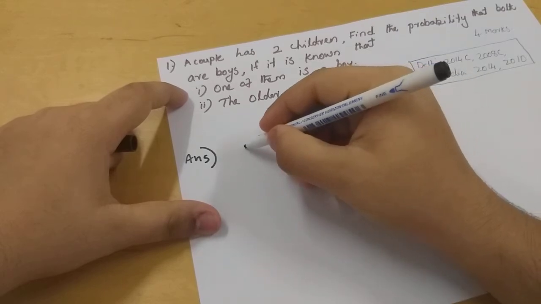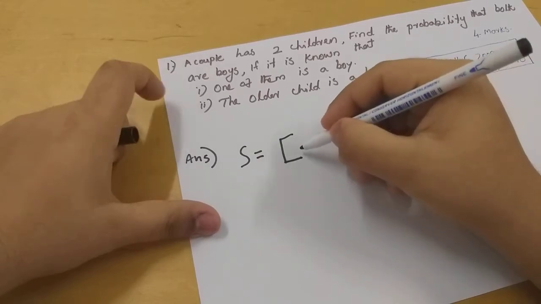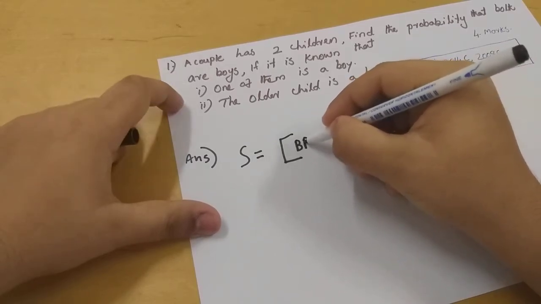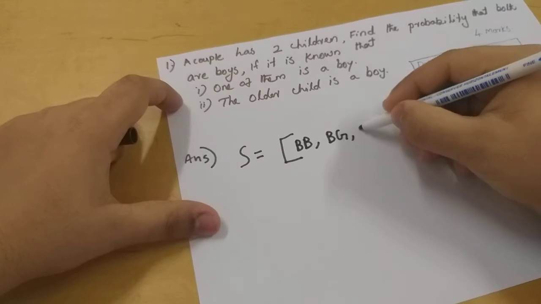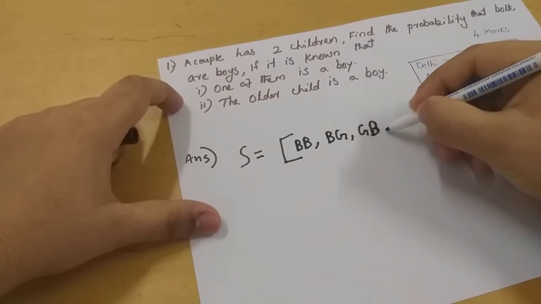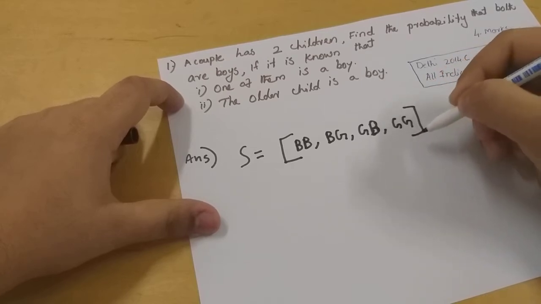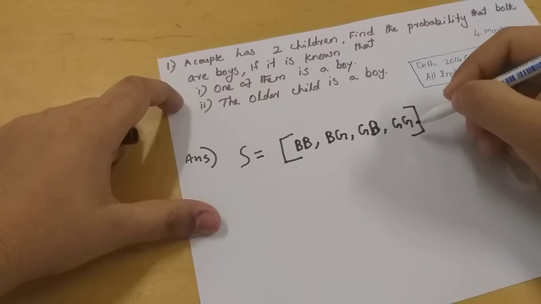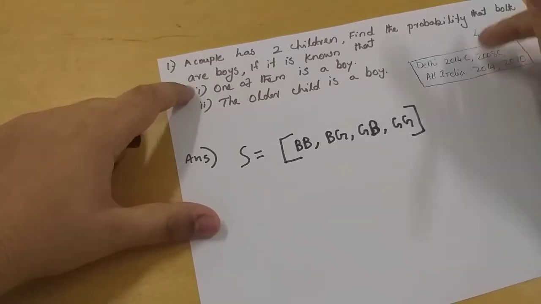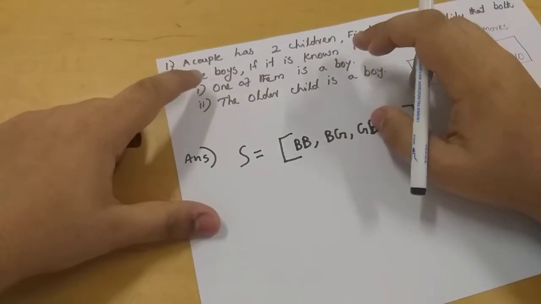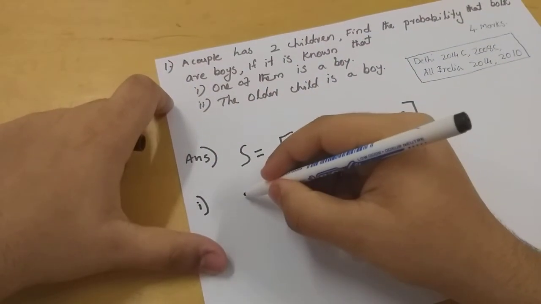Okay, so let's write the sample space for this situation. When a couple has two children, it can either be both boys, a boy first and then a girl, a girl first and then a boy, or both girls. So this is our total sample space. Now we need to find out the probability that both are boys if it's known that at least one of them is a boy. So here we'll be using conditional probability.